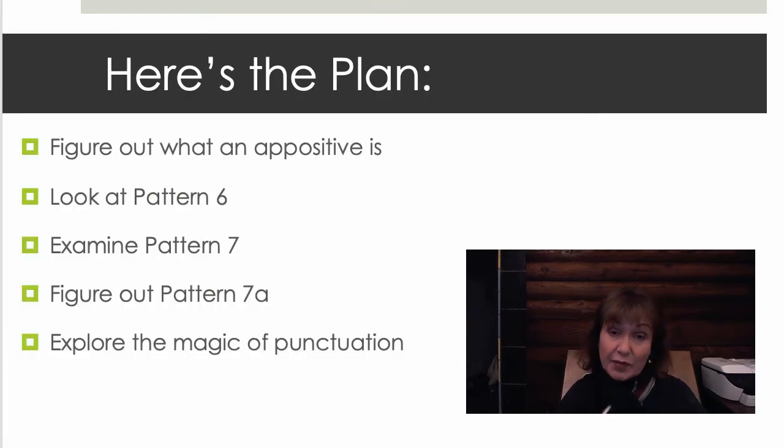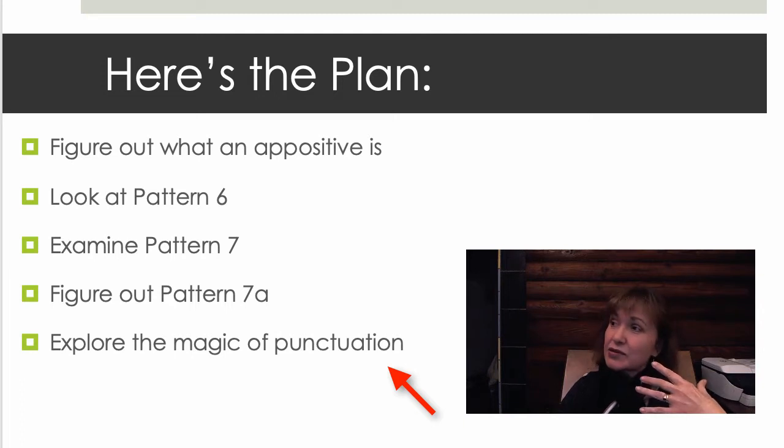Here's the plan for what we're going to do today. First, we'll figure out what an appositive is. Since you're going to be using it, good idea to actually know what it is. We're going to look at pattern 6, 7, 7a, and of course explore the magic of punctuation because different kinds of punctuation act differently when we're talking about the appositive.